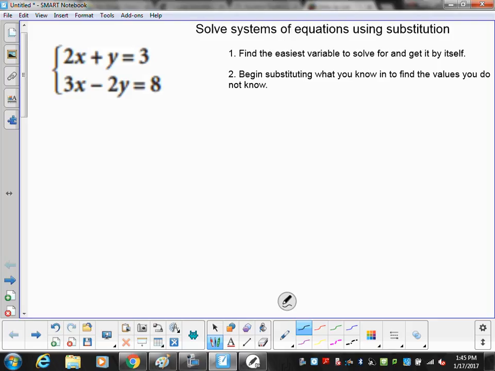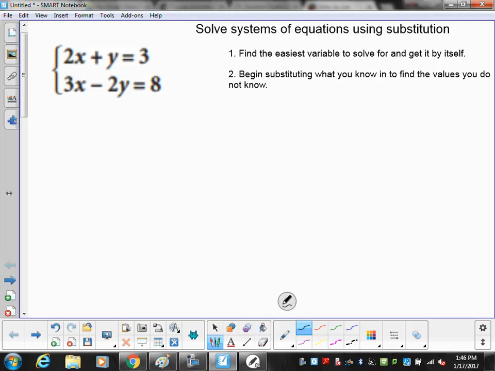So here's your two steps. First step when you're solving these, you find the easiest variable to solve for in the two equations, and you get it by itself. So you figure out which variable is the easiest to solve for, the one that's most by itself already, and then you get it completely by itself. Second, you begin substituting what you found back in to find values you haven't found yet. We'll talk about what that means as we go through this.